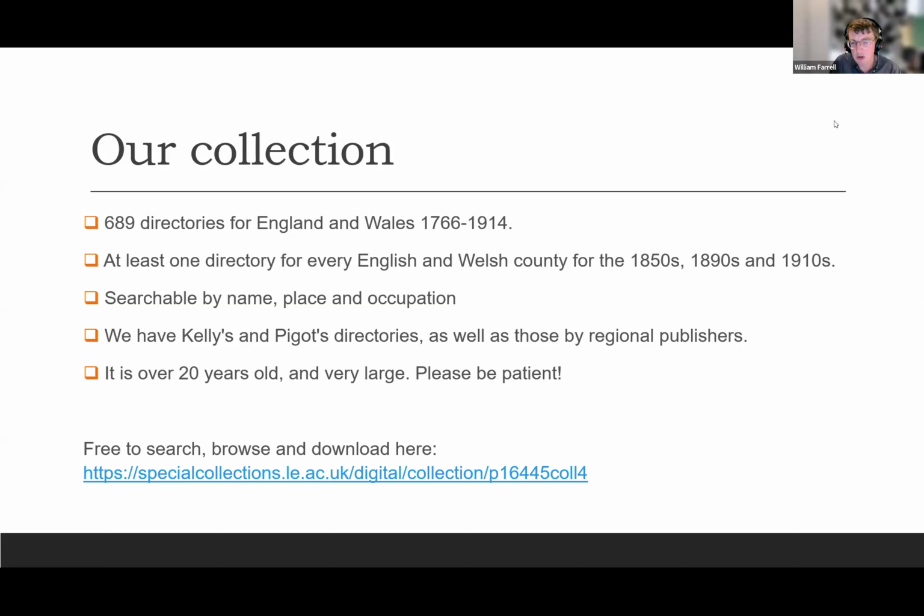One thing I would say to people who have been using our collection or might use it in the future is that it's over 20 years old now. In fact, the original project conception is even older than that, and it's very large, partly reflecting the number of directories that were digitized, but also how big the directories are and the amount of text each directory contains.